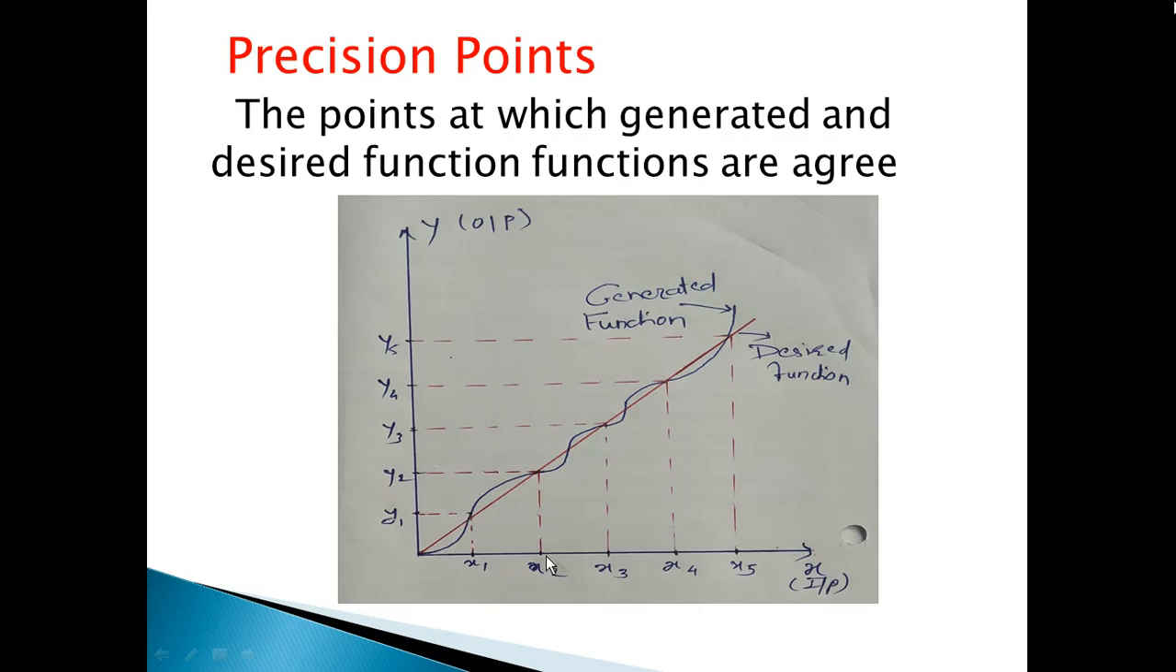Next one, at a value of x2, your y2 value is supposed to be over there. By this zigzag path also, that is the generated motion, you can achieve the y2 value when you require it from the x2 input motion. So these are the points where the values exactly match between the desired and generated functions. These are called precision points.